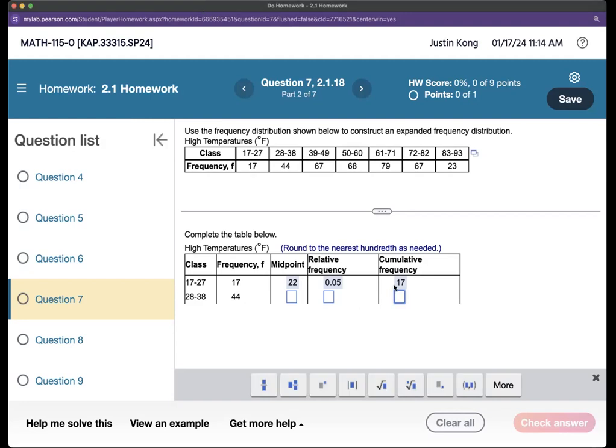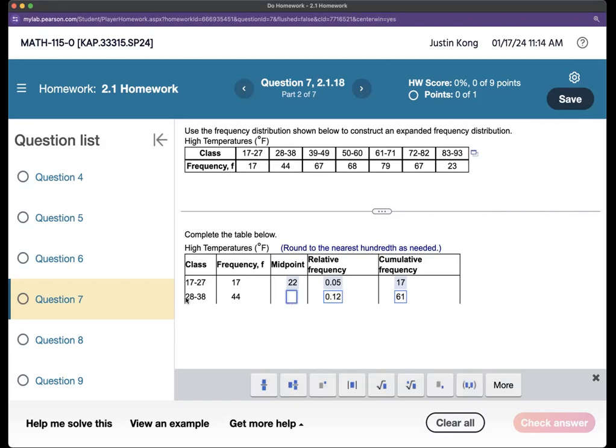I have to use my calculator because I don't do math. So 61 for that. And relative frequency, same idea. You take 44 divided by 365, and that's roughly 0.12.